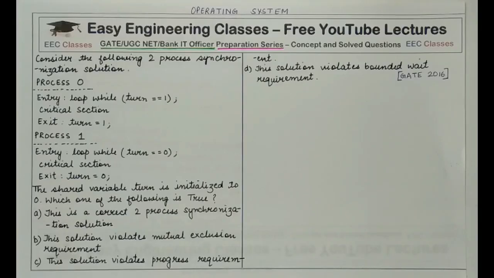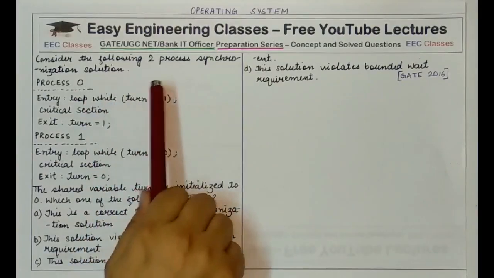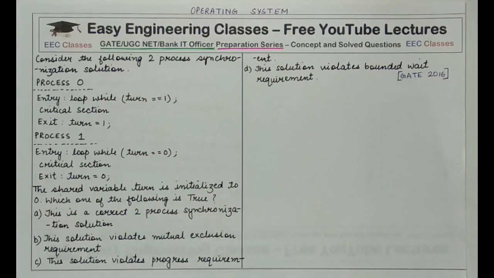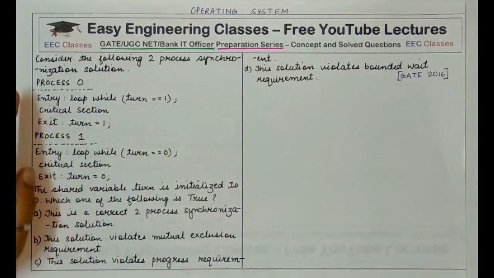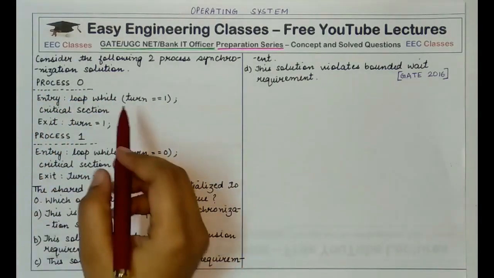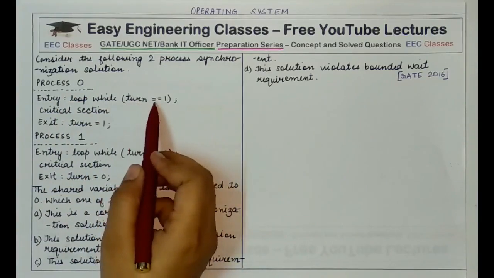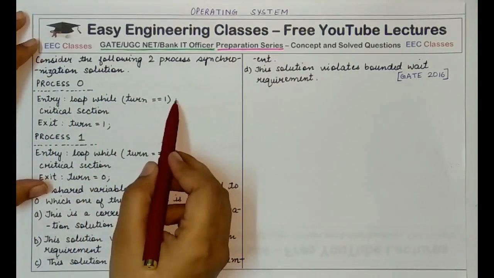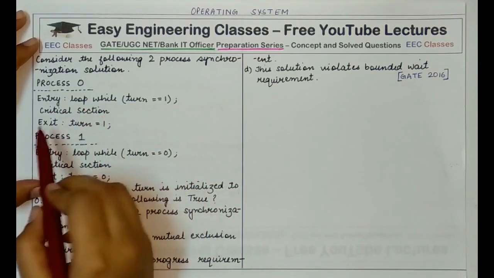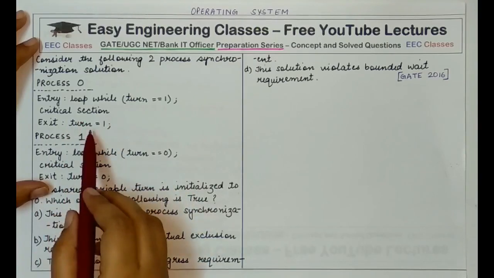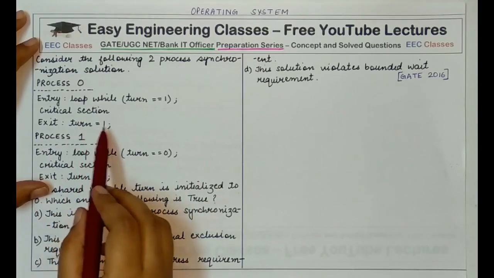So that is the question. The question says that consider the following two process synchronization solutions. You are given two processes, process 0 and process 1. Process 0 has at the entry point a loop, while turn equal to 1. Then if this value becomes false, turn becomes 0, this loop will terminate because there is a semicolon here. Then the process will enter into its critical section and then it will exit after making the value of the variable turn equal to 1.